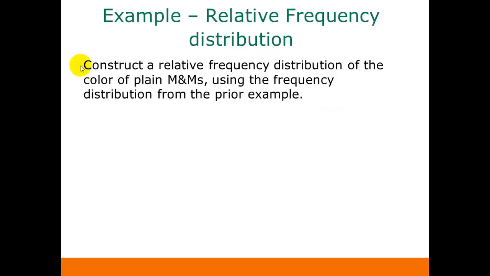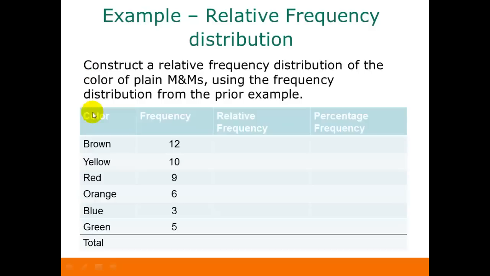Here's an example of creating a relative frequency distribution. So we're going to construct a relative frequency distribution of the color of plain M&Ms using the frequency distribution that we already had from the prior example. Here was the information that we got from tallying up the M&Ms of each color. Now, to find our relative frequencies, we need the total of all the frequencies. In this case, we need to know the total number of M&Ms that were in the bag. So that's our first step. If we add up all these frequencies, we get 45. So there were 45 M&Ms in the bag.